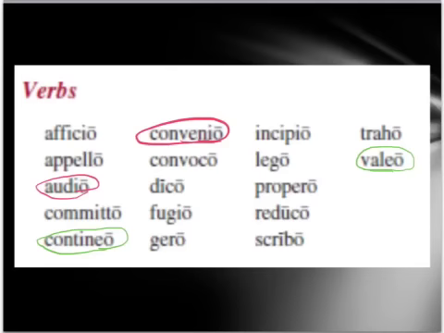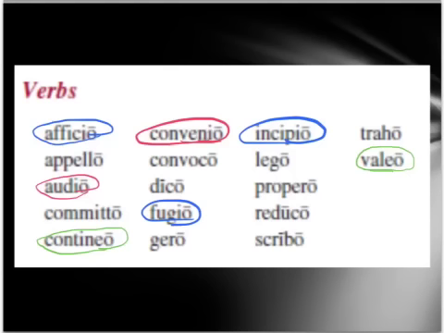And then the remaining IOs will be third IO. Officio from facio is third IO. Incipio is from capio, third IO. And fugio is also third IO. Now I'm left with just the O endings, and I have to decide if it's first or third. So, appello is first. Convoco from voco is also first. Propero is first. And then the remaining ones are third.